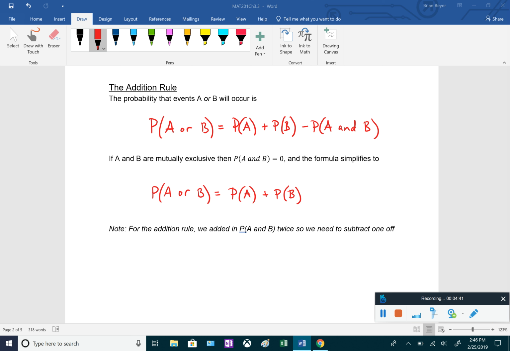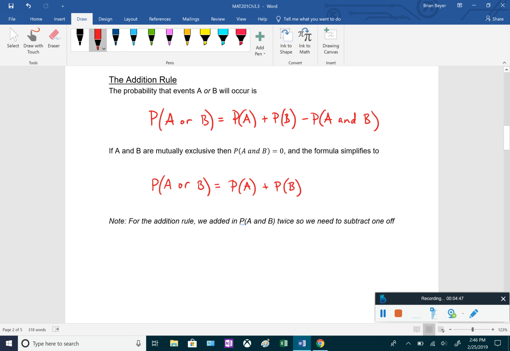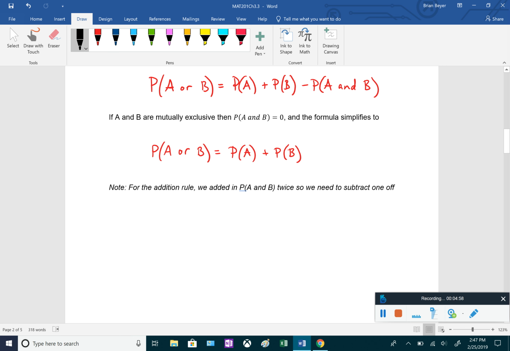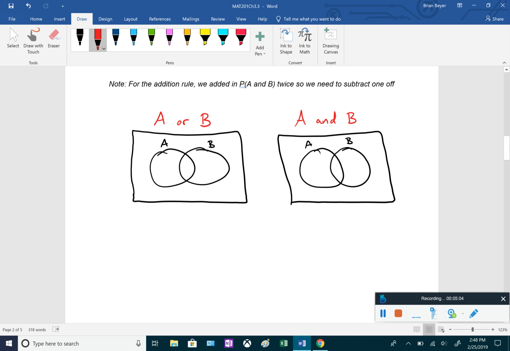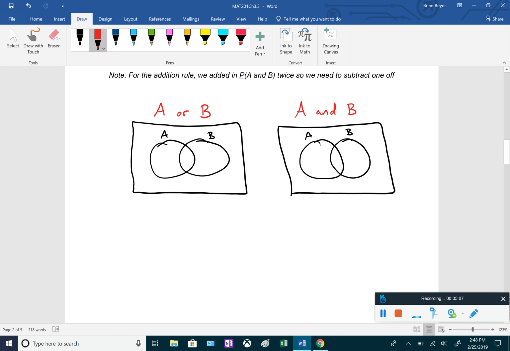Let's see why this formula for the addition rule is the way it is. I put a little note down here and I'll explain it in a second. For this addition rule, we actually added in the probability of A and B twice, so that's why we're subtracting it off in the original addition rule. Let's see what I mean. I'm going to create two little Venn diagrams. The one on the left here is A or B, and the one on the right is A and B. When we're looking for the probability of A or B, what that represents is this whole entire thing. It represents everything in circle A or in circle B.